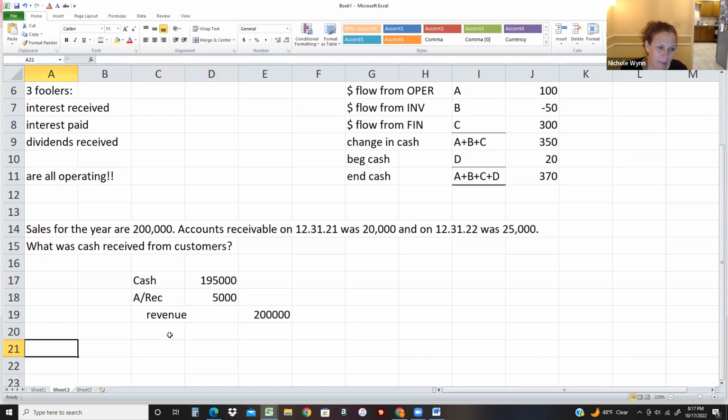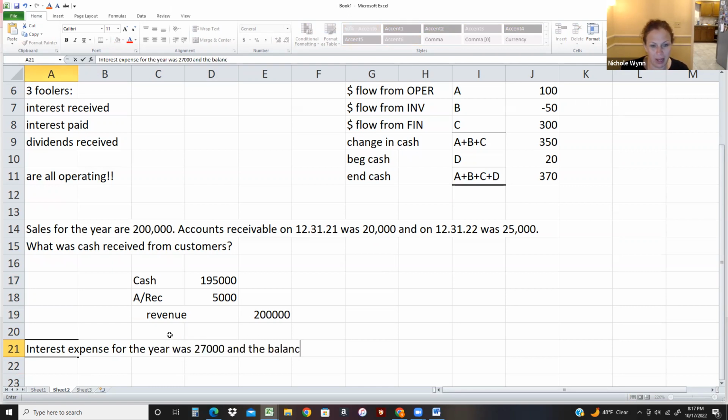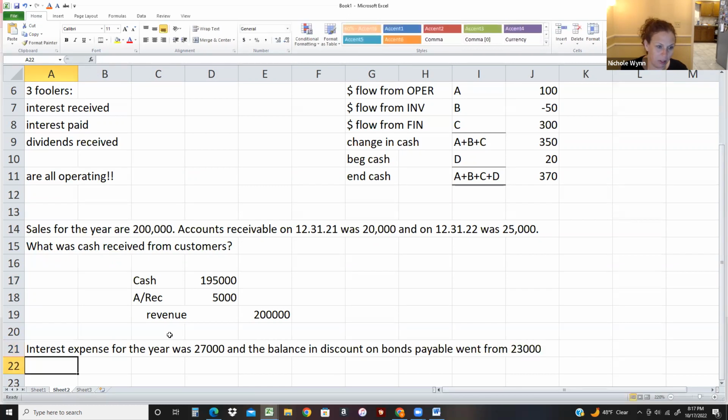It could be the same type of thing for interest expense. It might say interest expense for the year was 27,000, and the balance in discount on bonds payable went from 23,000 to 19,000. What is cash paid for interest?